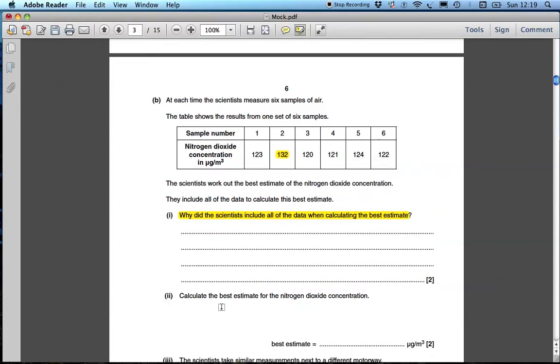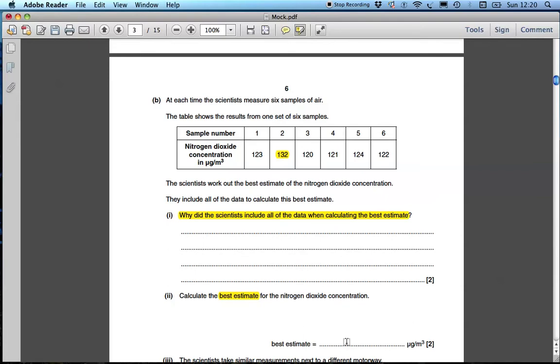This next question: calculate the best estimate for nitrogen dioxide concentration. The best estimate is another way of saying the average, and most of you got that, which was great. The first part that you need to be careful of here is to show your working. Because if for whatever reason you get the wrong answer, if you've shown your working that you were trying to calculate an average, that would have got you 1 mark. A lot of you did that, but then gave a wrong answer for the best estimate. You gave an answer of 123.6, and that was due to incorrect rounding.